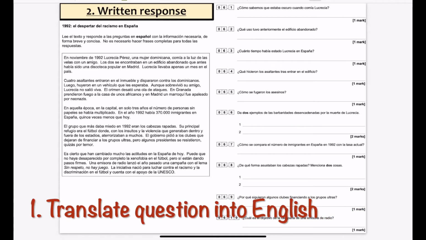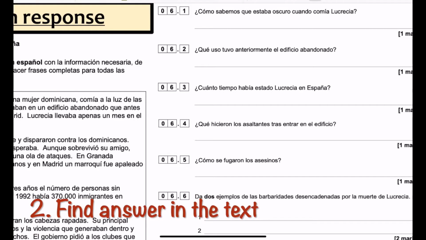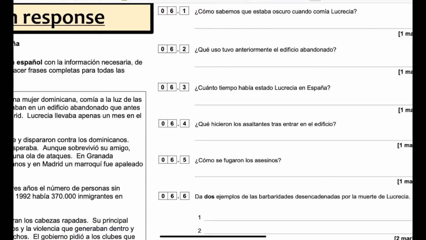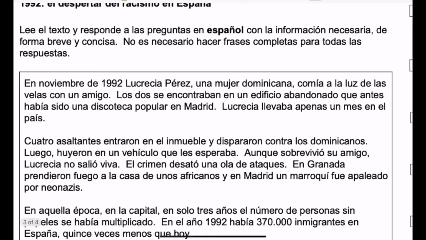So what I'm going to do first, I'm going to look at the first question, translate it into English, and then look for the answer in the text. So, ¿cómo sabemos que estaba oscuro cuando comía Lucrecia? So how did we know it was already dark when Lucrecia was eating? En noviembre de 1992, Lucrecia Pérez, una mujer dominicana, comía a la luz de las velas con un amigo. So she was eating at candlelight with a friend.